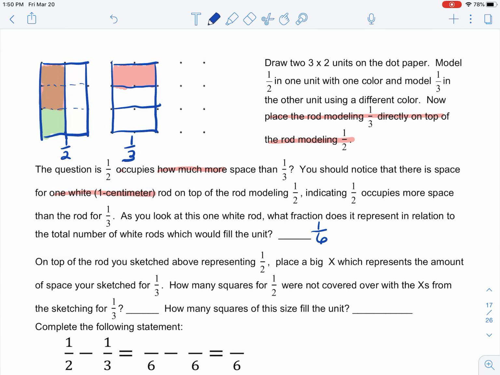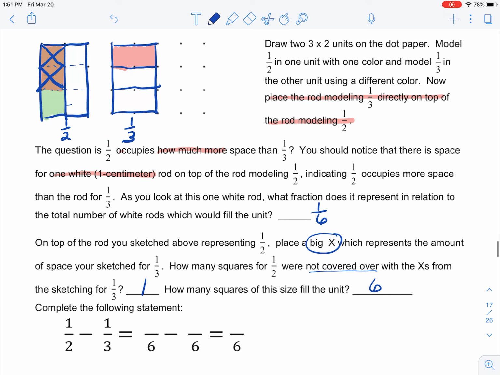So you can do this with color. You can also do it with X's. So that would be to put an X here for each of these units that are here, and there was one of these units left over. So how many squares for 1/2 were not covered over? That would be 1. How many squares fill the unit? 6, and that's again showing that 1/6 of the 1/2 is left over.